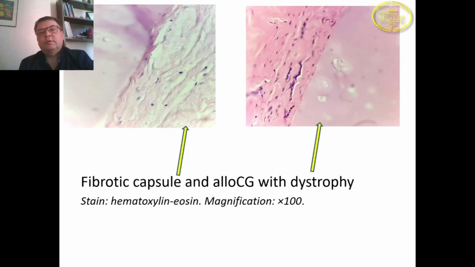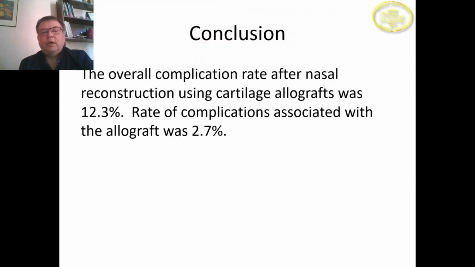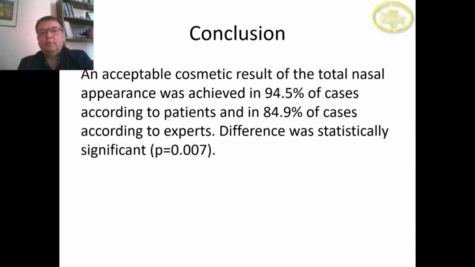We got specimens of nasal tissue containing allogenic cartilage parts, and morphology presents a fibrotic capsule around the cartilage with a clear border. Cell dystrophy is present in both cartilage specimens, but no matrix lesions are present in both examined cartilages. So we can conclude that the complication rate associated with allogenic cartilage was comparably low, less than 3%.